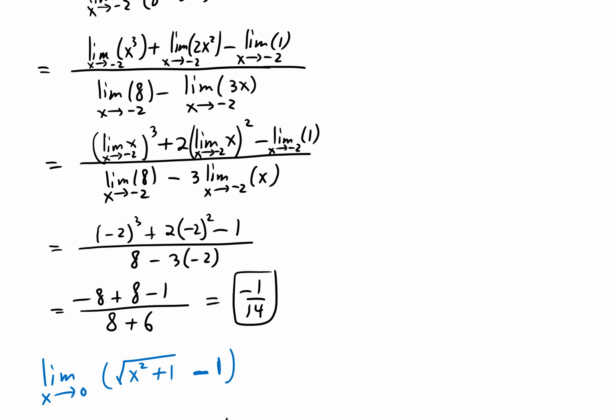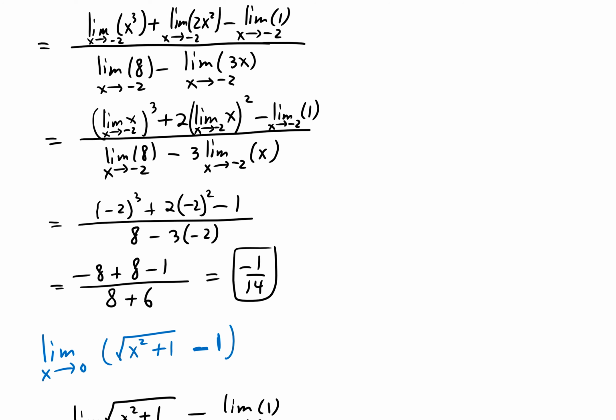Next one, the limit as x approaches 0 of the square root of x squared plus 1 minus 1. This one, I see a difference. So the limit of the difference is the difference of the limits, like so.